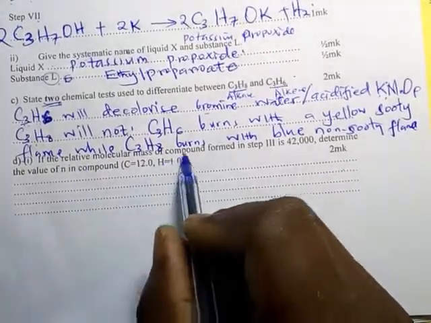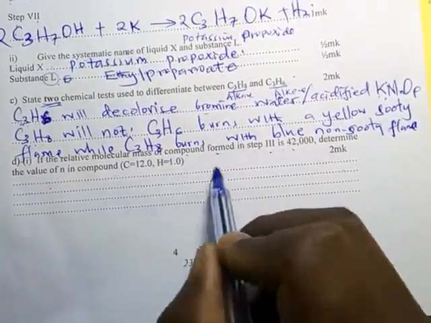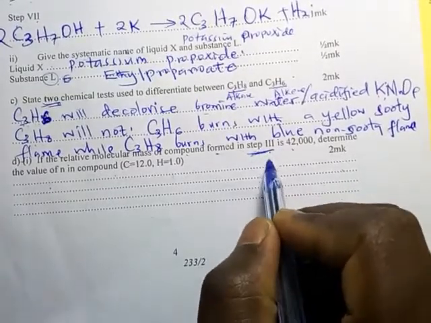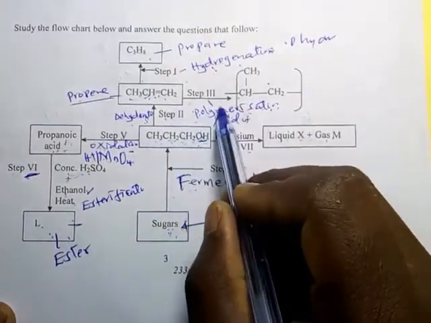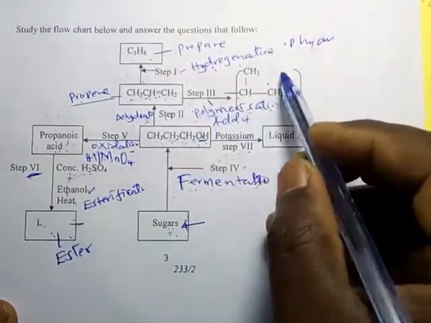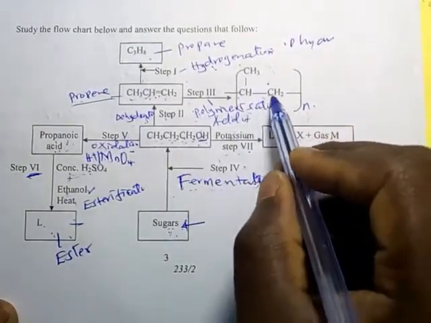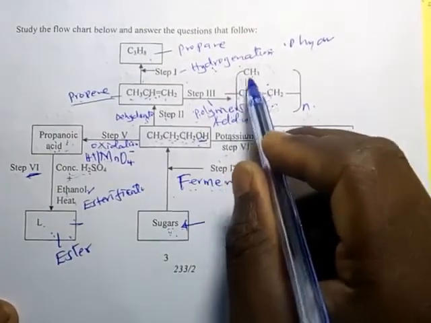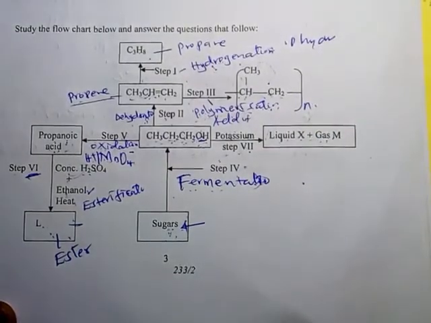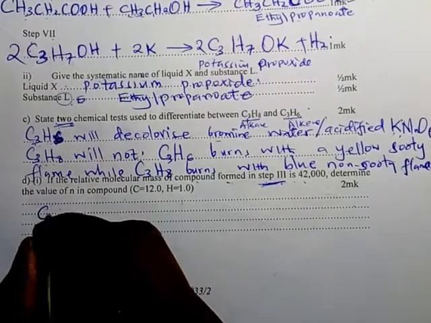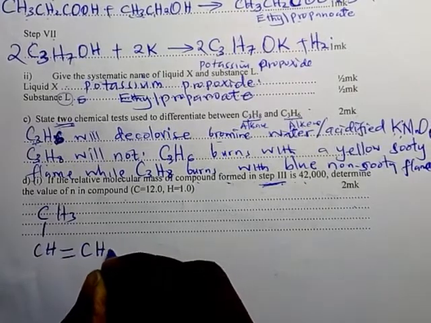If the relative molecular mass of the compound formed in step 3 is this, determine the value of n. So let us go to step 3 and see the compound that was formed. Step 3 is addition polymerization. So this one is a monomer. N is missing here. This is one monomer, CH3CH=CH2.